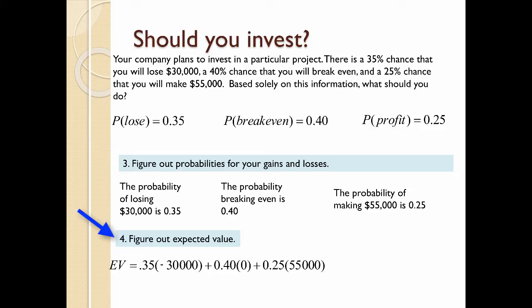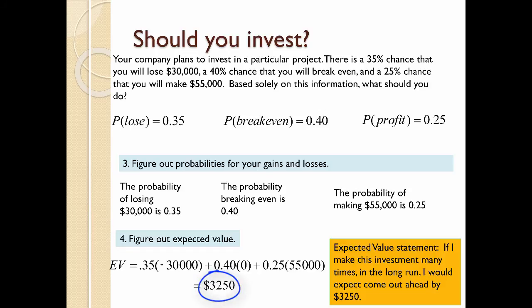Now we can do our expected value calculation. So our 35% or 0.35 chance of losing $30,000 plus 0.40 chance of breaking even plus 0.25 chance of making our $55,000. So doing the calculation, we end up ahead by $3,250. So perhaps it would be an okay investment.